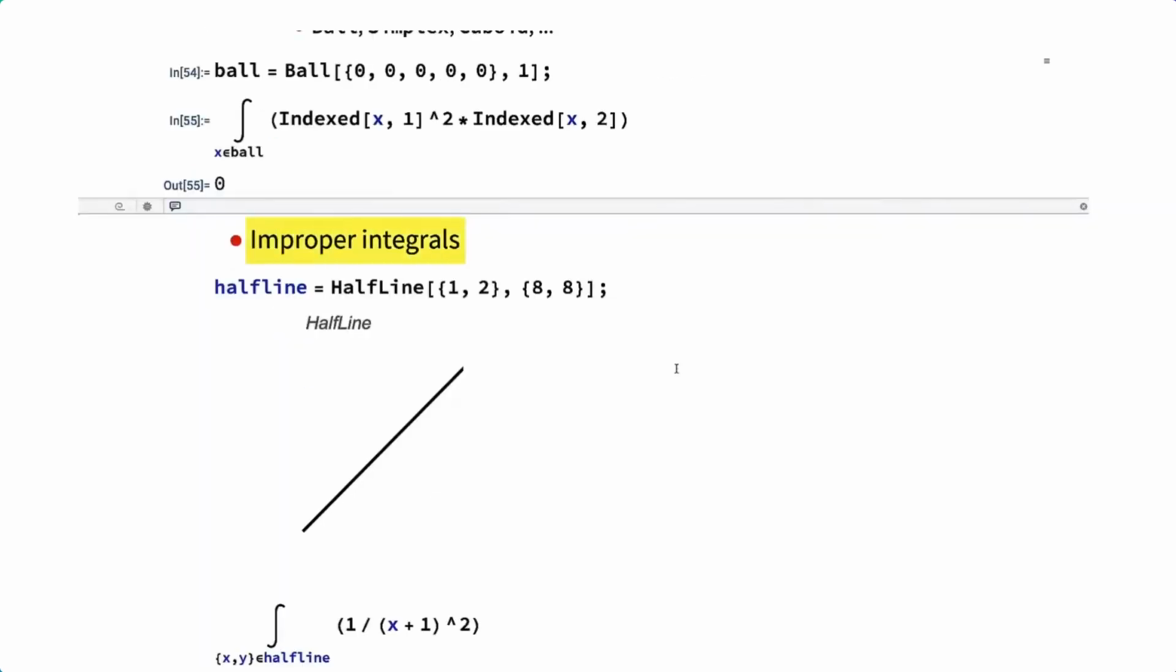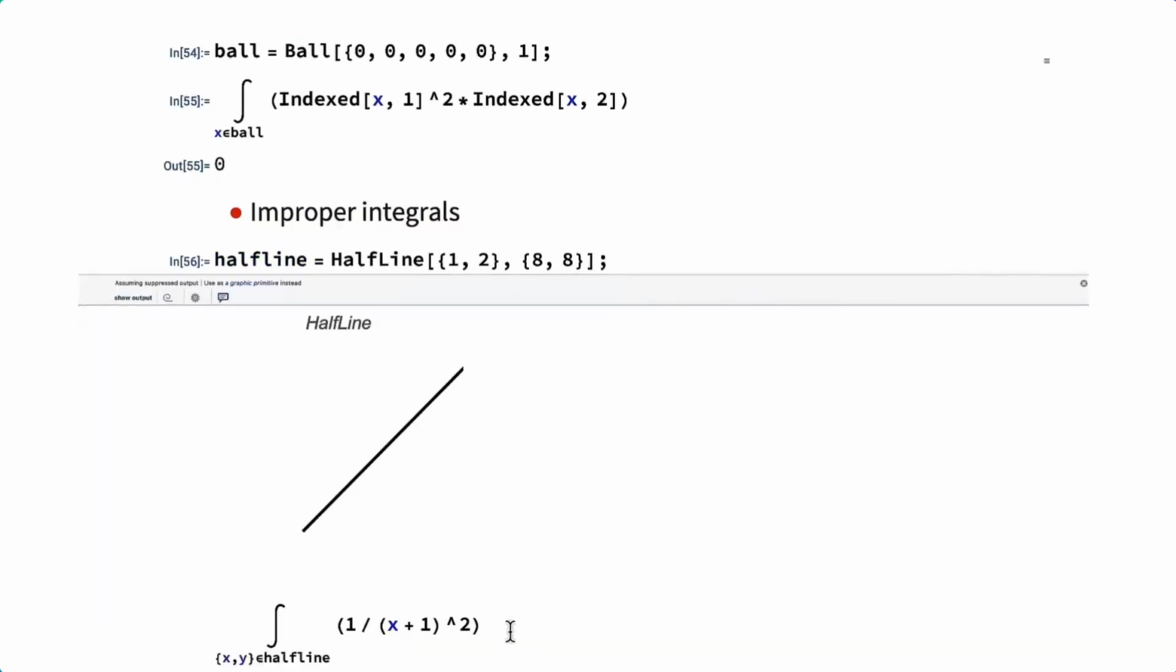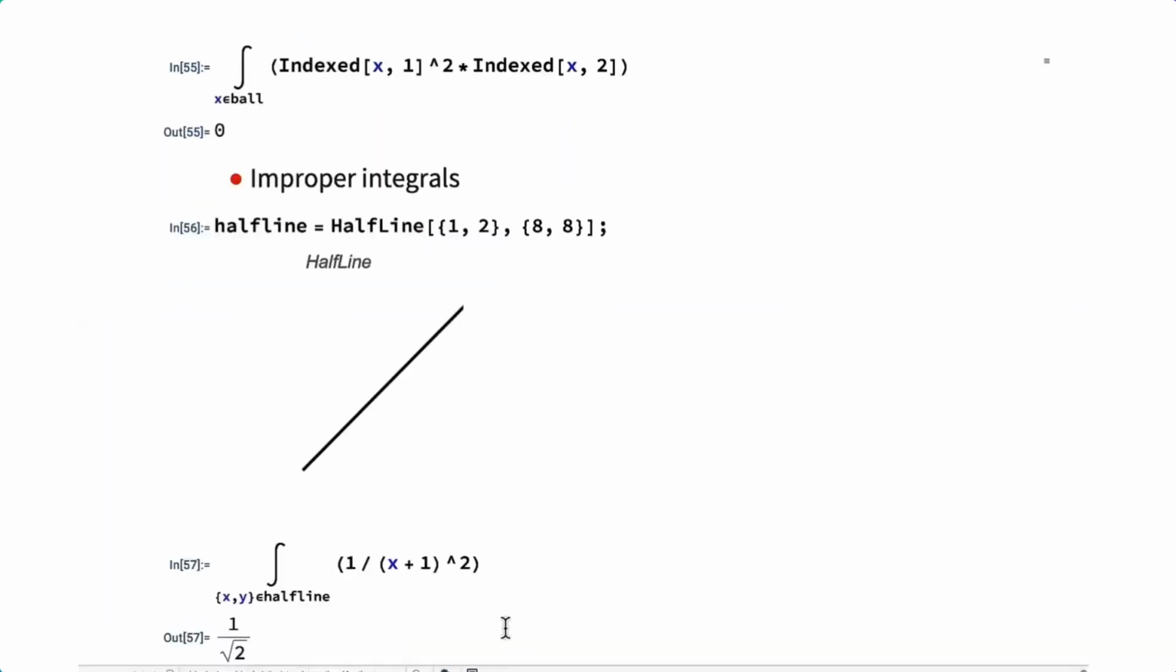There are also improper integrals in mathematics. Improper integrals are integrals where the function is integrated on an unbounded domain, like half-line, infinite line, and so on, like in this example, which is also a line integral. And so all these different types of integrals we call by a general name, integrals over region.